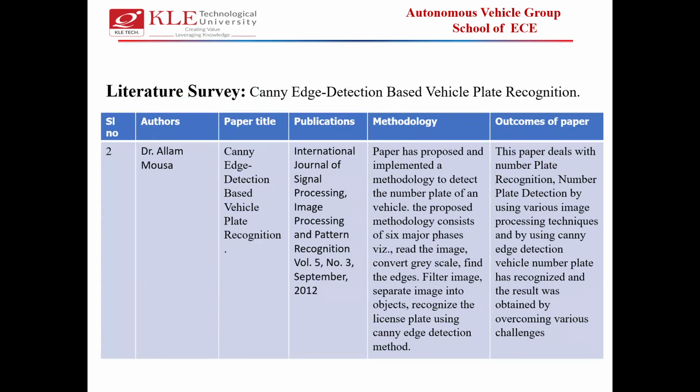The title of the second paper is Continuous Detection Based Vehicle Plate Recognition. So this paper implemented a methodology to detect the number plate and also to recognize it. It followed these various steps. So first is read the input image, convert it into grayscale, find the edges, filter the image and separate the image into objects, and then recognize the number plate by applying the continuous detection method.